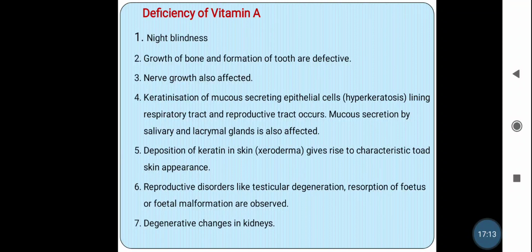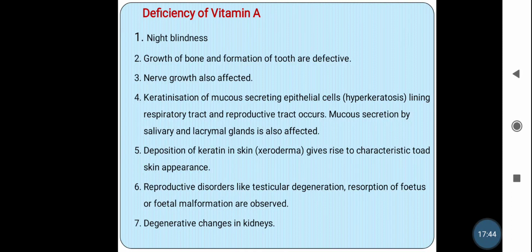Or it forms the dryness of the skin. Then reproductive disorders like testicular degeneration, then resorption of the fetus or fetal malformations are observed. As vitamin A is required for normal reproduction and growth, if there is a deficiency, it may again lead to testicular degeneration in the males, then resorption of the fetus or fetal malformations, or different deformities get formed in a fetus.